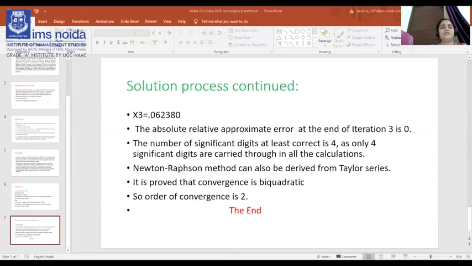Convergence is very fast, because in very few iterations you are able to find the answer. It's quadratic convergence, if it converges, and it requires only one guess, because you don't need two guesses to find the new root. So this is only one guess.